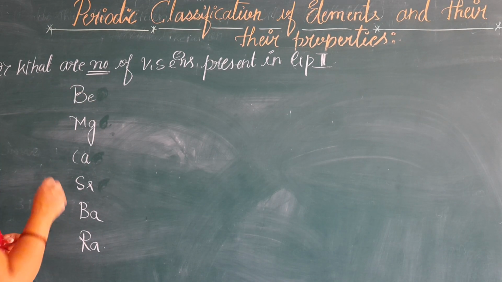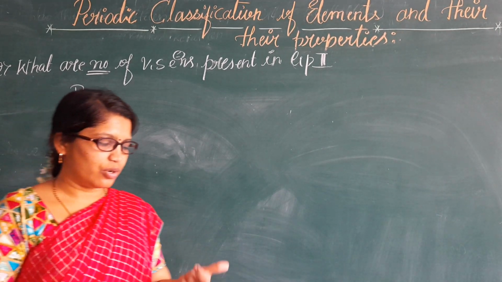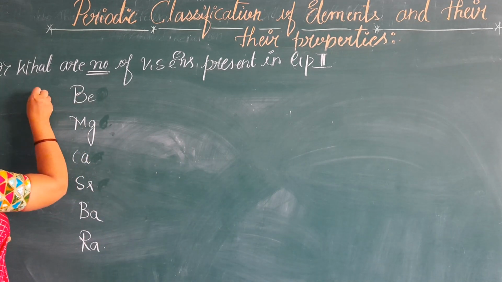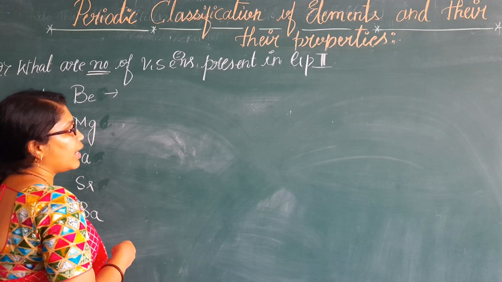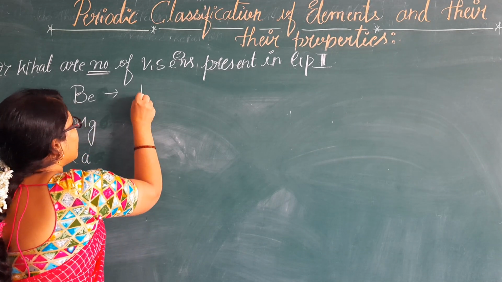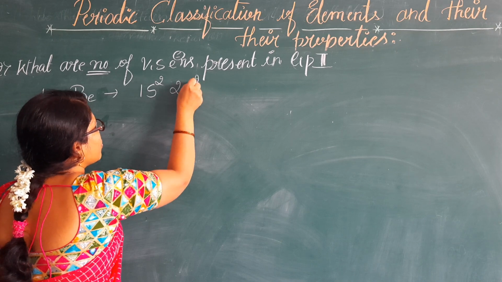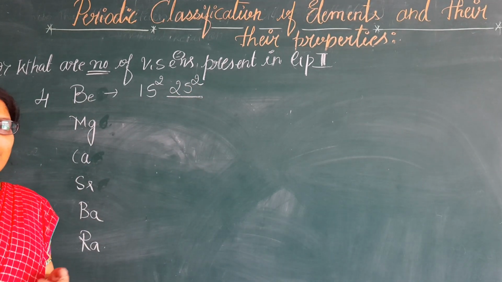So if we consider group 2 elements, what is the atomic number of beryllium? Hydrogen, helium, lithium, beryllium. The atomic number of beryllium is 4. How will you write the electronic configuration? It will be written as 1s2 2s2. So here in the outermost shell 2 electrons are lying.